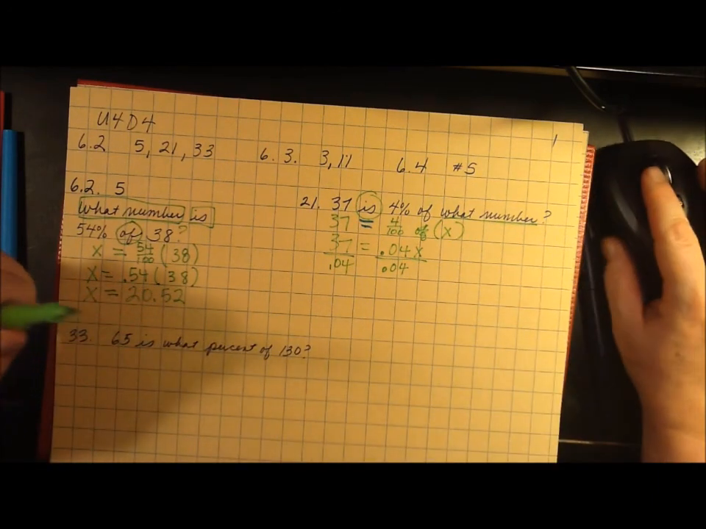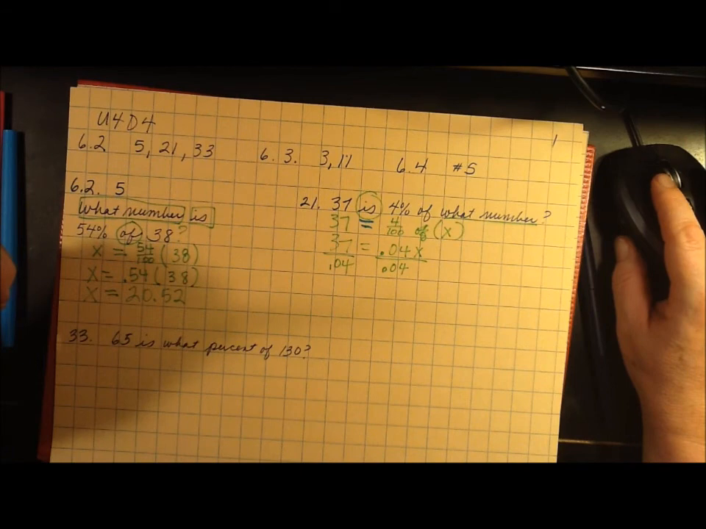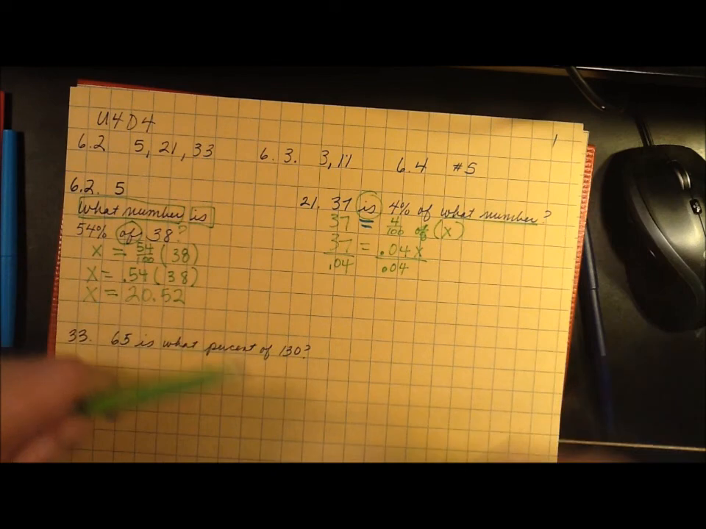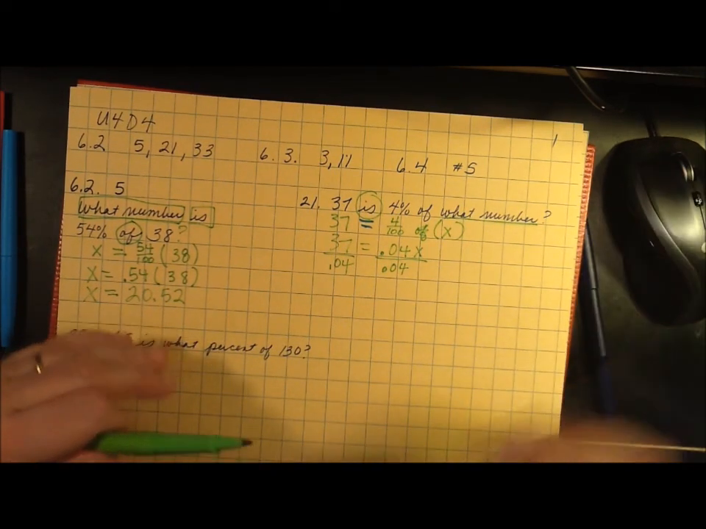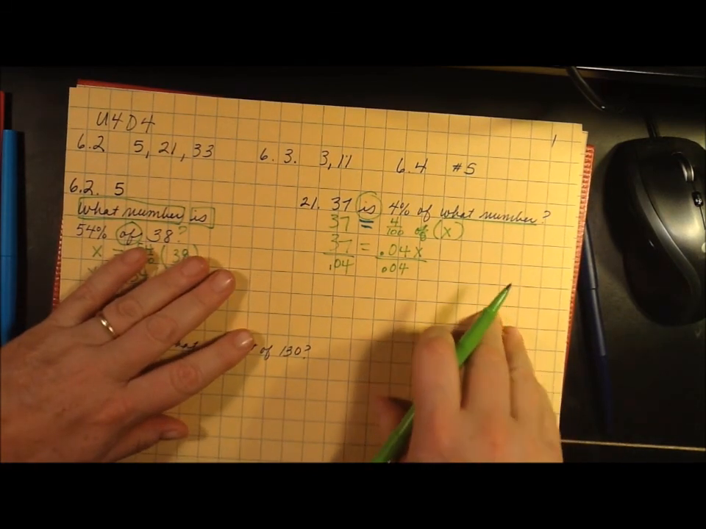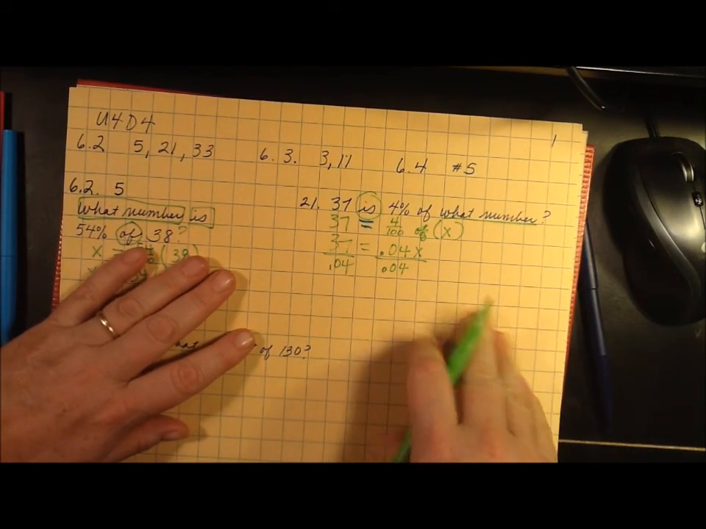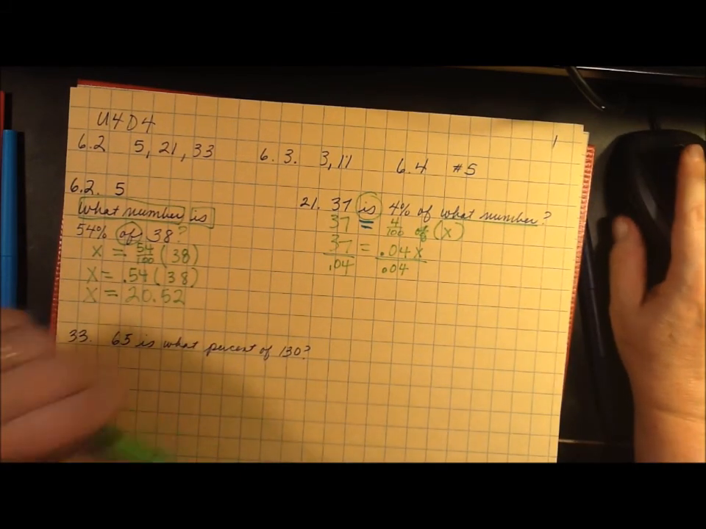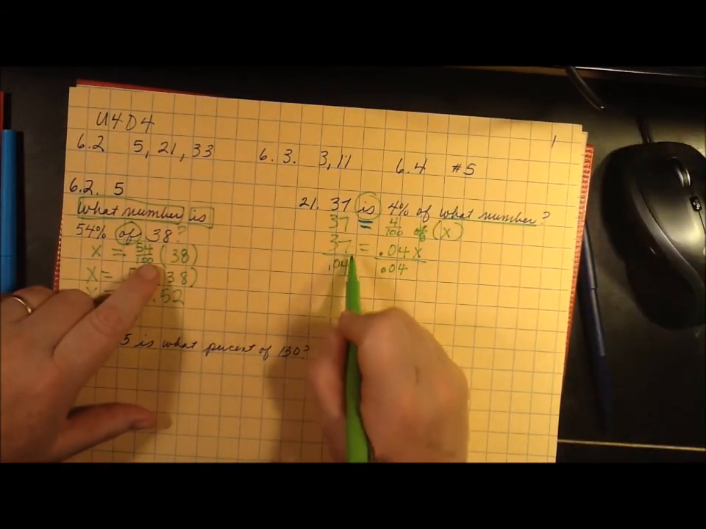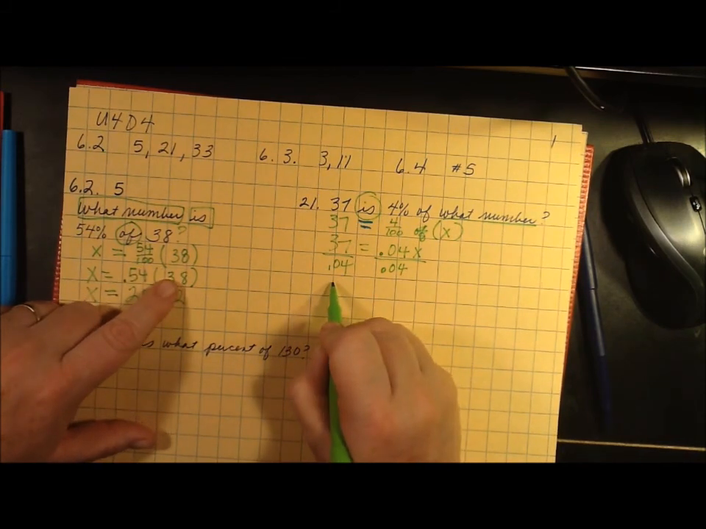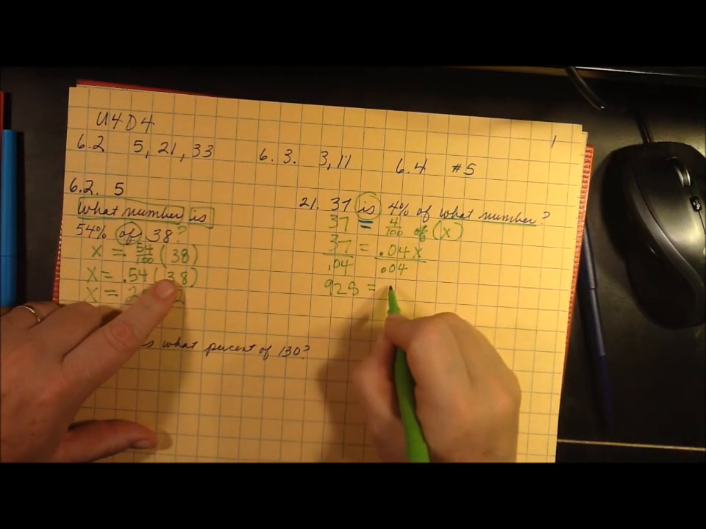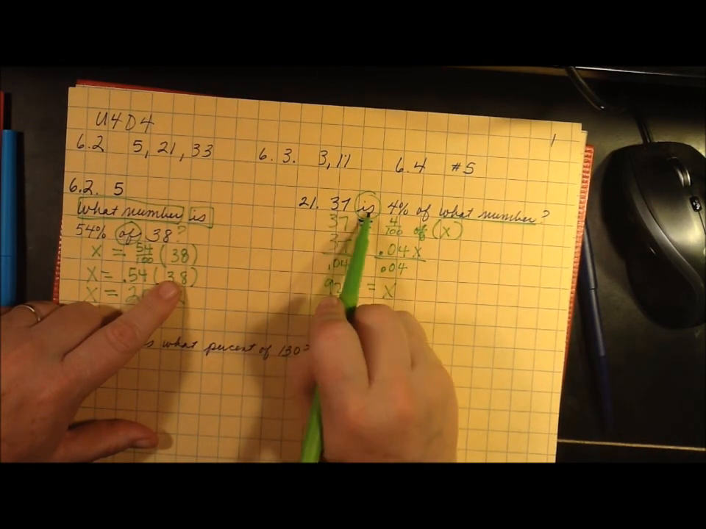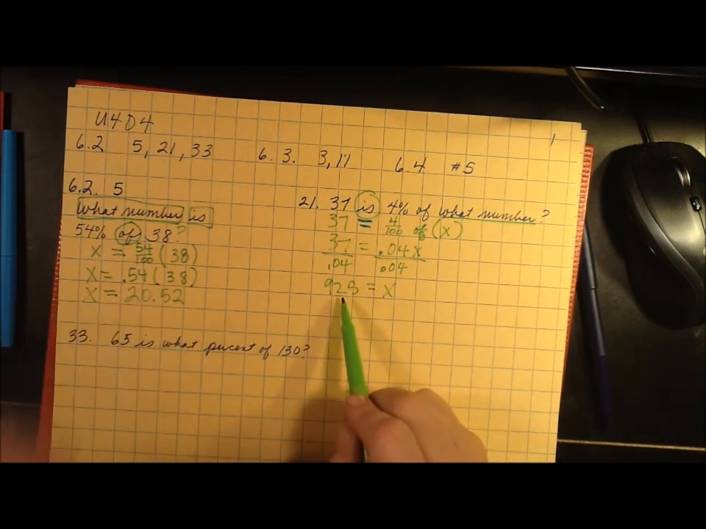I guess that could be right. I'll pause this. 37 divided by 4/100ths is 925. So 37 is 4% of 925.